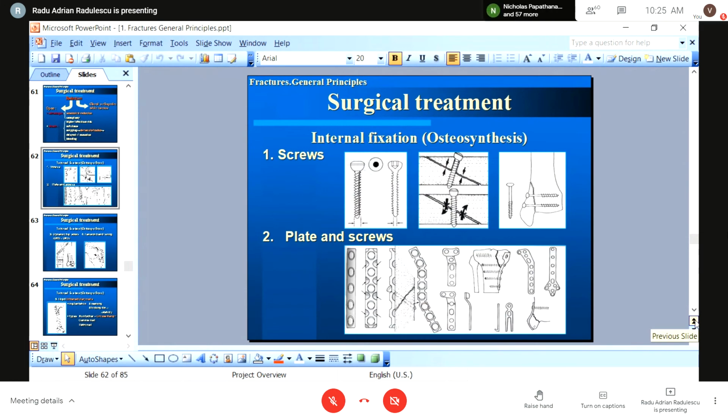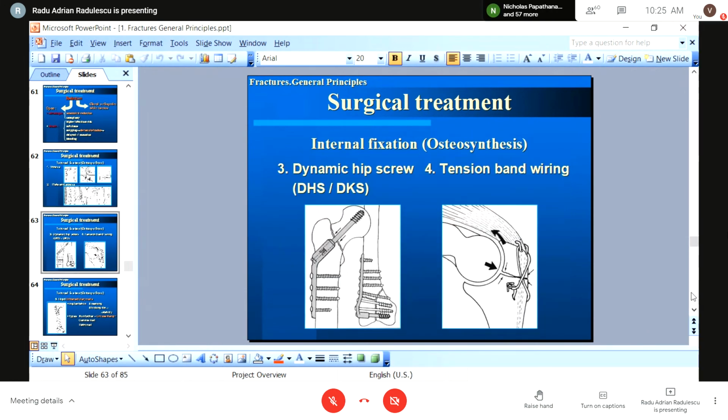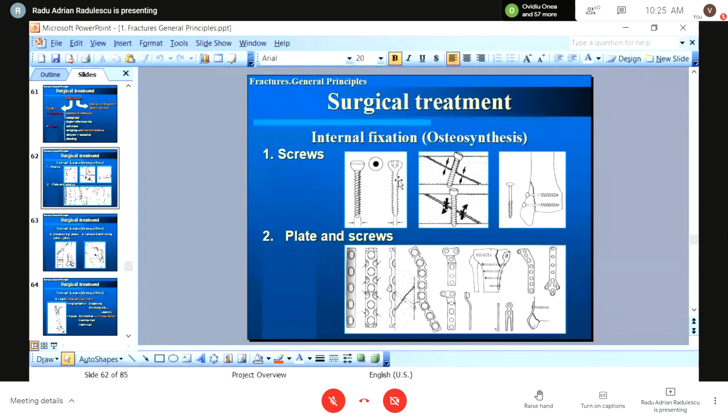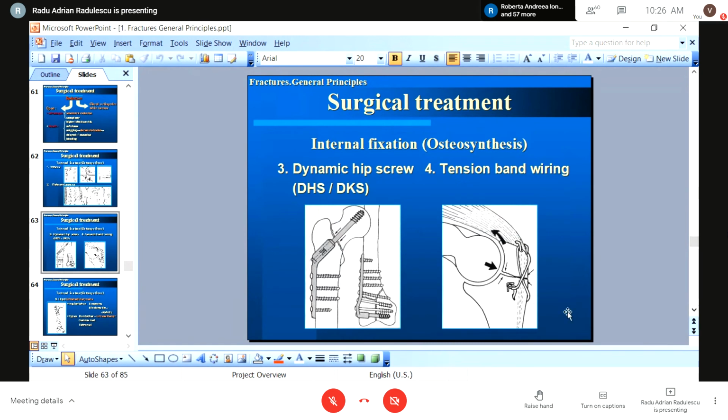Fixation, which is the second step, can be done with different fixation devices, like we can see here: screws of different types, plates with screws. The plates are always fixed using screws, or some special devices for internal fixation, like dynamic hip screw, known also as DHS, or tension band wiring, like we can use for fixation of olecranon fractures or patellar fractures.